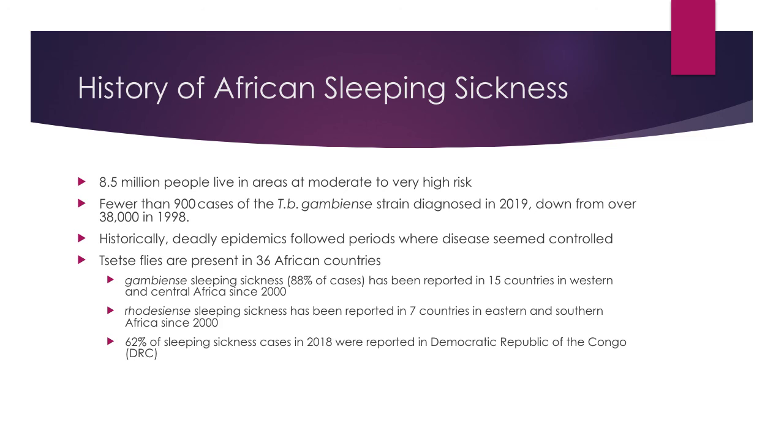And then a couple of points on the history of sleeping sickness: just 900 cases of T.b. gambiense strain were diagnosed in 2019, which is less than in 1998, which was 38,000. Historically, deadly epidemics are followed by periods where the disease seemed controlled, and the tsetse flies are present in 36 of the African countries. And then I'm just going to point out that 62% of sleeping sickness cases in 2018 were reported in the DRC.